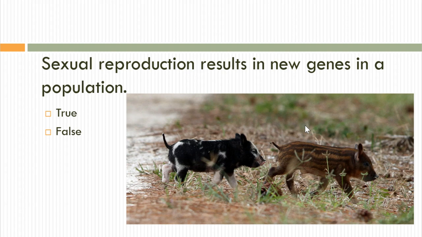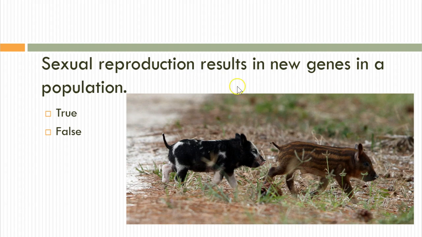Is that true or false? That's actually false, and we'll talk about why later on. New genes only come about because of mutations, right? Sexual reproduction results in a jumbling of the genes, and so you get sort of a new mix of genes, but you don't actually get brand new genes from it.